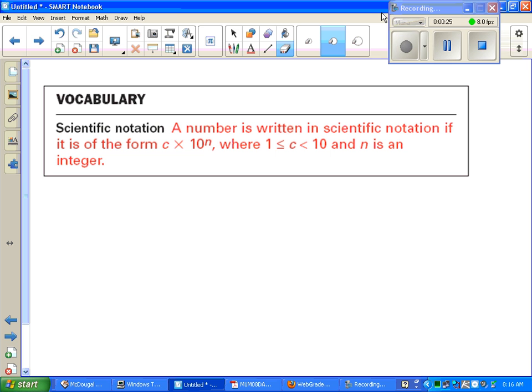First thing's the definition of scientific notation. It's written in the form c times 10 to the nth power, where 1 is less than or equal to c, which is less than 10. Notice right here, all this means numbers 1 through 10. Your number has to be between 1 and 10. And n is an integer, which means you don't want a decimal or fraction as your exponent.